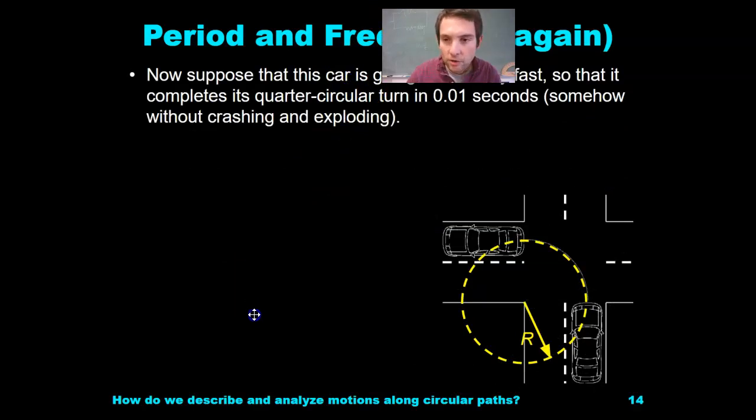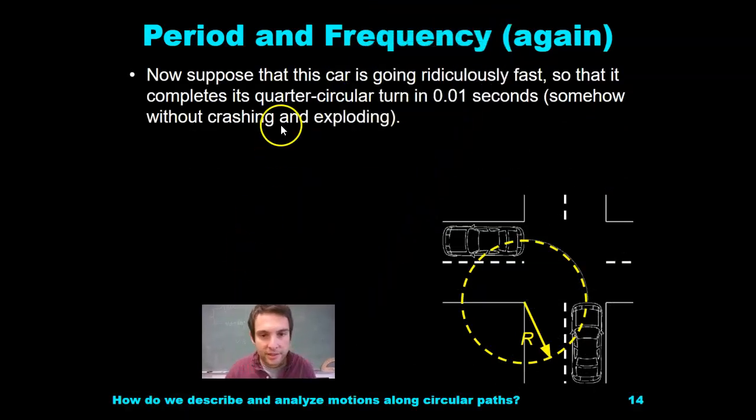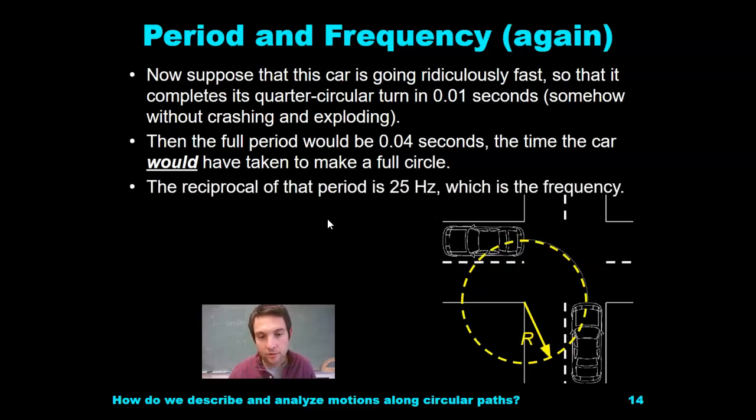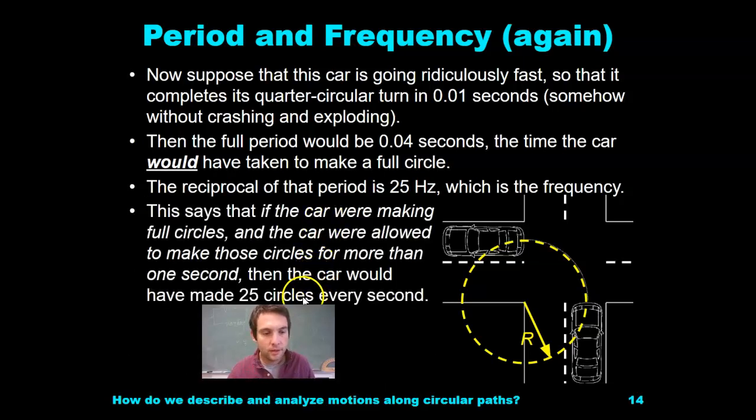Now let's say the car is going ridiculously fast, so it completes a quarter circle in 0.01 seconds, somehow without crashing, sliding off the road and exploding and all of that. Then the full period would be 0.04 seconds, the time the car would have taken to make a complete circle. The reciprocal of that period is 25 hertz, which would be the frequency. This says that if the car were making full circles and were allowed to make those circles for more than 1 second, then the car would have made 25 circles every second.